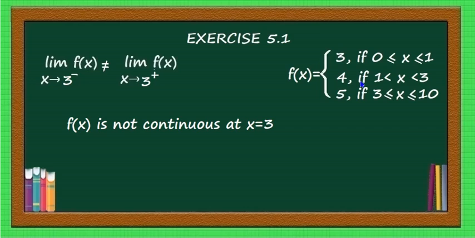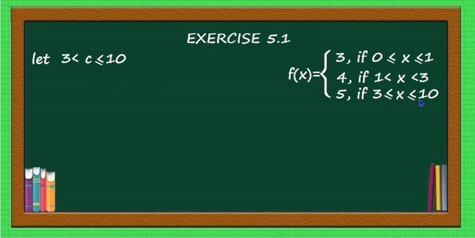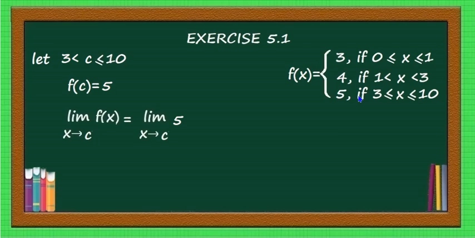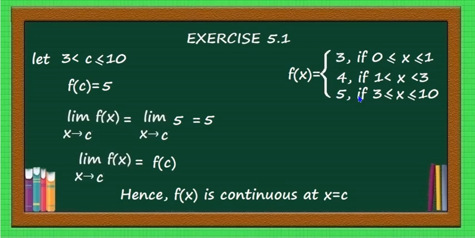And let us take the last case, that is when c lies between 3 to 10. And when x lies between 3 to 10, f of x is defined as 5. Therefore, f of c is equal to 5. And the limit extends to c f of x is equal to limit extends to c 5, and which is equal to 5. And limit of the function is equal to value of the function. Limit extend to c f of x equal to f of c. Therefore, f of x is continuous at x equal to c.